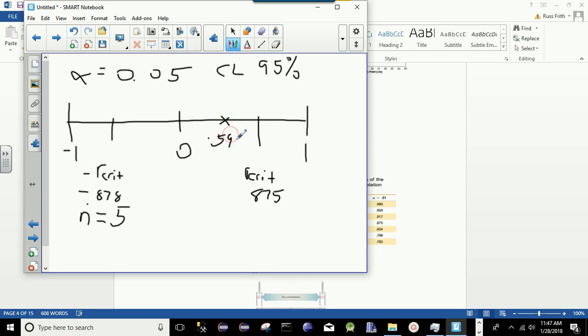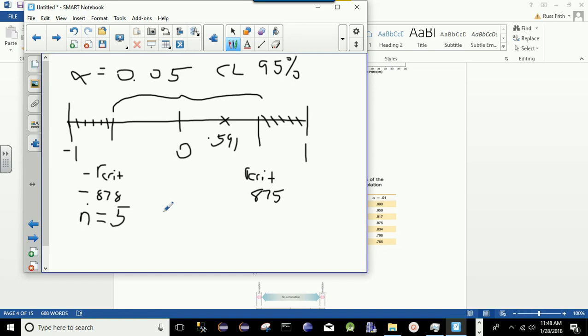The interpretation is if your test correlation value falls in these outer regions, then you have significant linear correlation. If it falls in this middle region, then you do not have significant linear correlation. So for this problem, we can conclude that the data are not linearly related at a 95% confidence level.